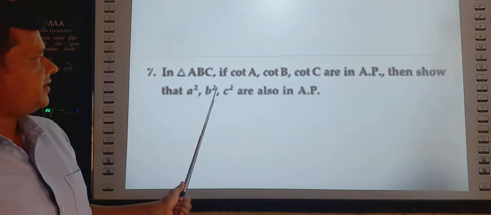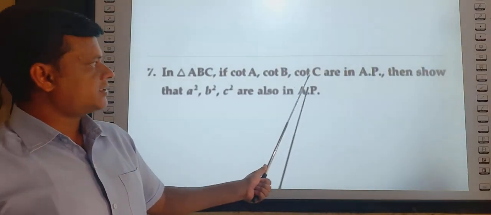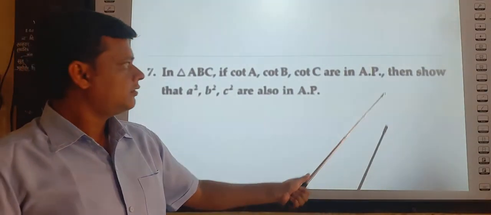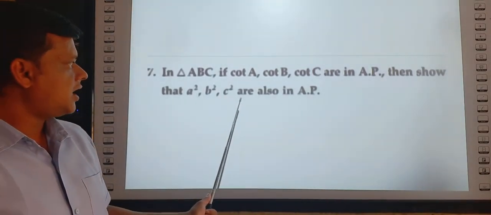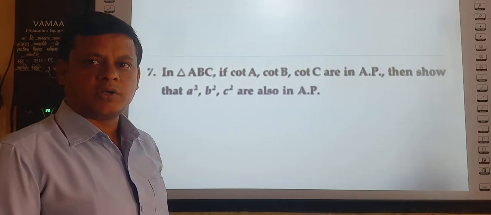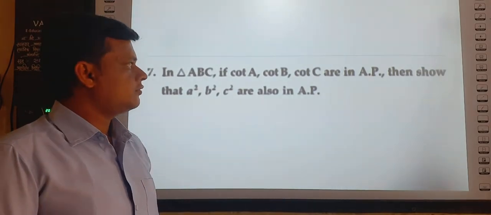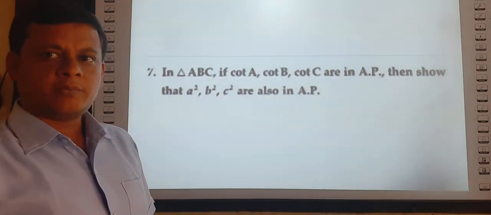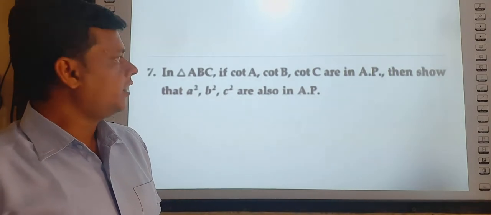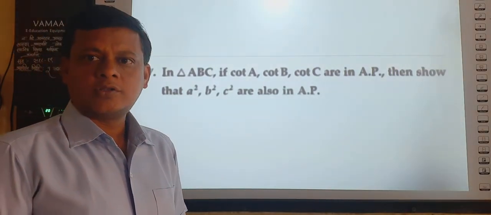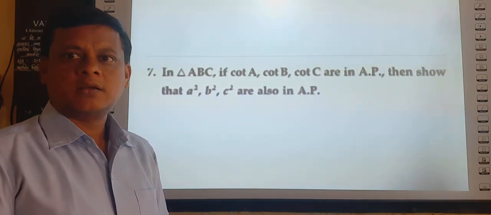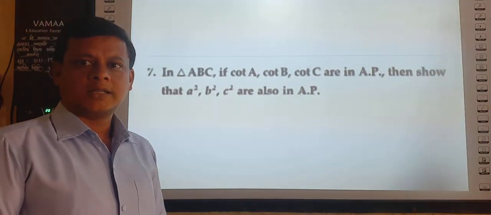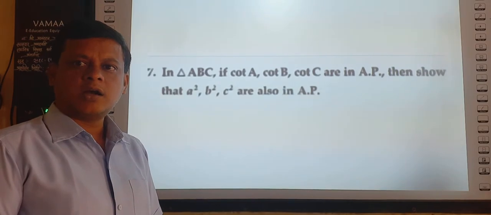In triangle ABC, if cot A, cot B, cot C are in arithmetic progression, then show that a square, b square, c square are also in arithmetic progression. So first we need to know what is meant by arithmetic progression. If in a sequence the difference of consecutive terms is constant, then that sequence is called an arithmetic progression.